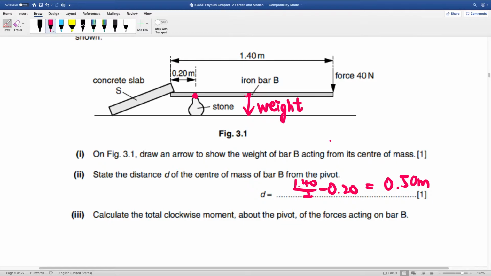Calculate the total clockwise moments about the pivot of the forces acting on bar B. Now, does the weight give a moment that is clockwise or anti-clockwise? You need to remember what is meant by a clockwise or anti-clockwise moment. So you just consider there's a bar.